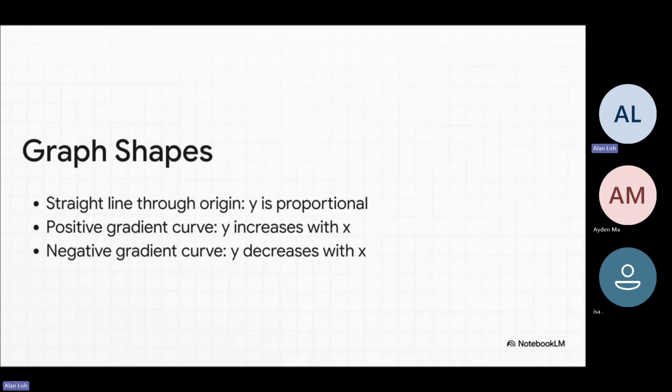And finally, drawer 5, mastering graph analysis skills. So we decode all these relationships we've been talking about through graphs. The simple shape of a graph instantly tells us the exact relationship between 2 physical quantities. A straight line through the origin screams directly proportional. A rising curve tells us y increases as x increases, while a falling curve tells us they have an inverse relationship. Basically, the shape is the story of the data.